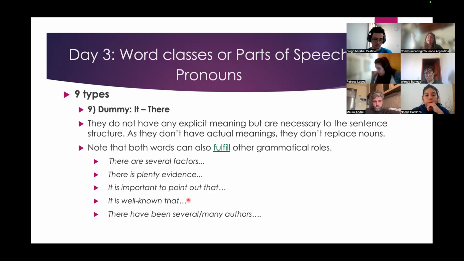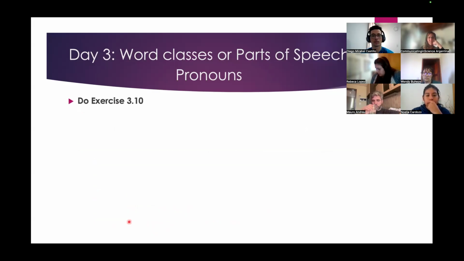There have been several or many authors. Oh, sorry, my allergies are killing me. There have been several or many authors. In this case, my plural verb is here, have. There has been one author, or there have been many authors. Notice how it changes.